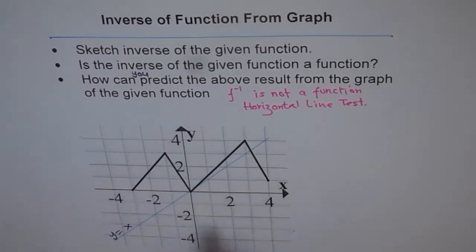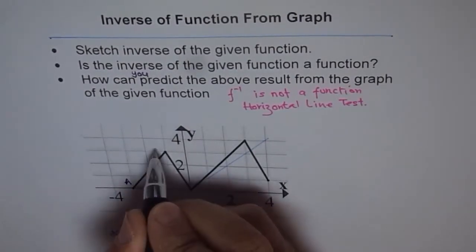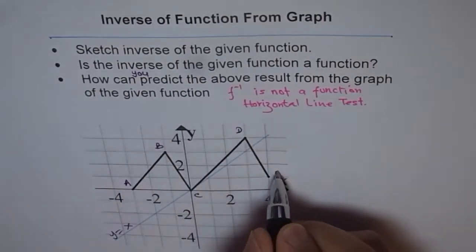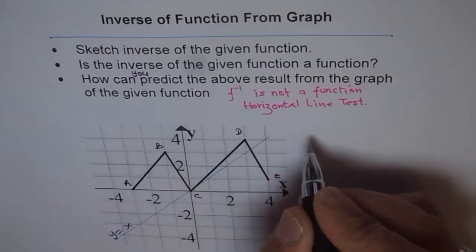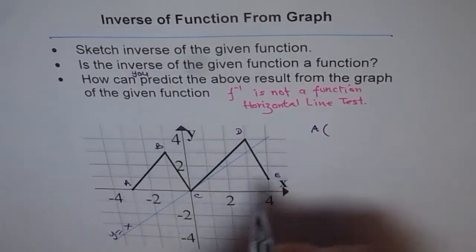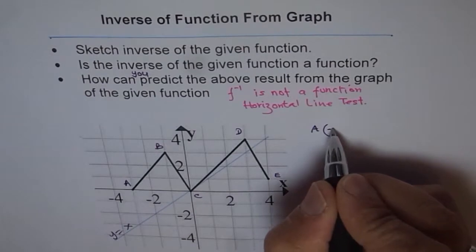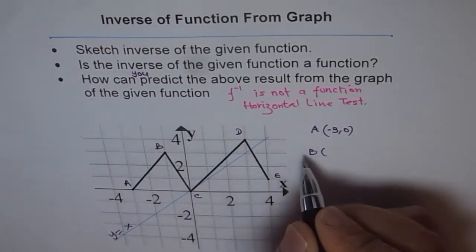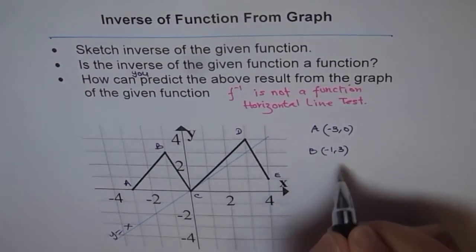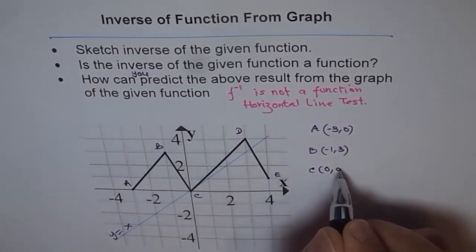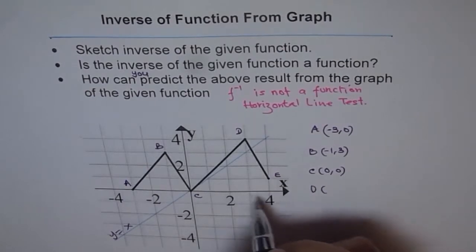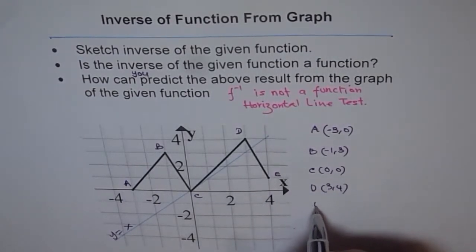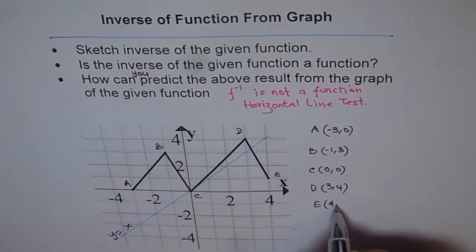So let me first label all the points. Let's say this point is A, this is B, this is C, D. These are our critical points, right? Now for each point we will write down their coordinates. So point A is minus 3, 0. Point B is minus 1, 3. Point C is the origin, 0, 0. D is 3, 4. And E is 4 and 1.